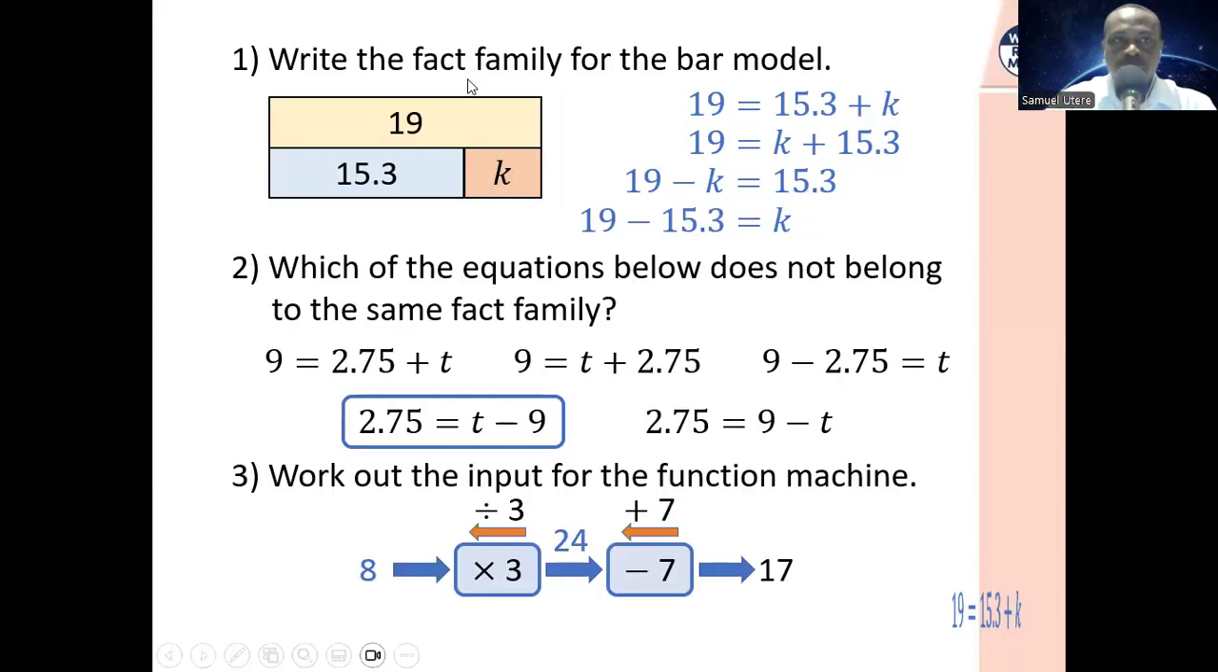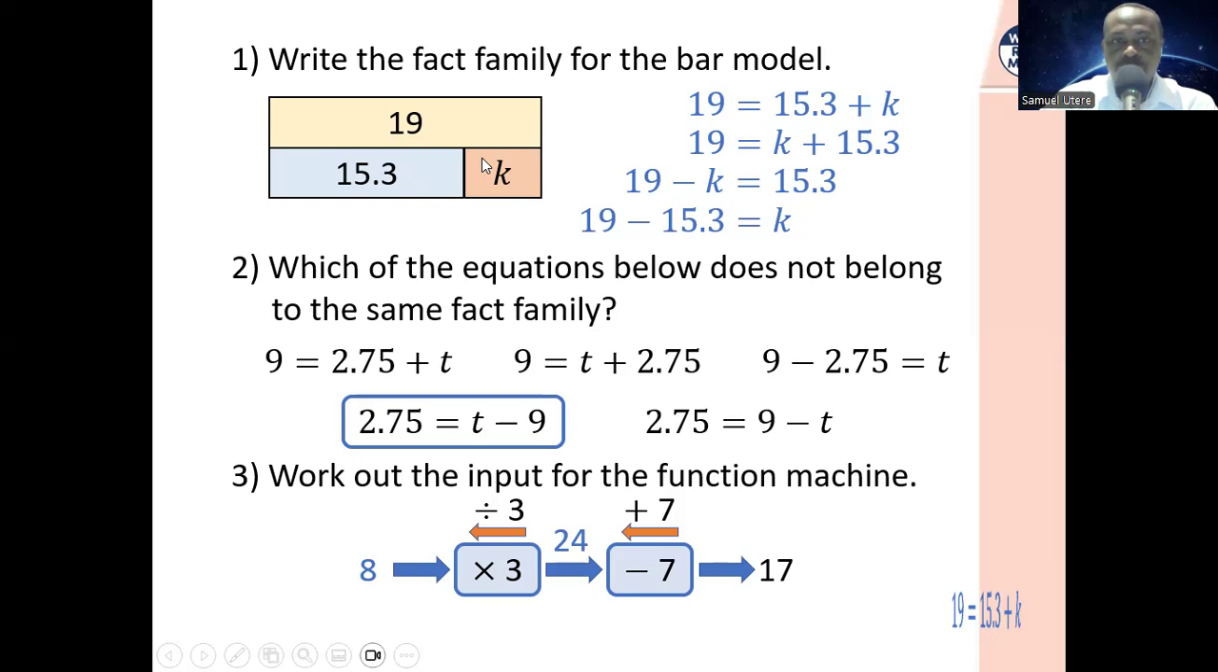So for the first one, you were told to write the fact family for the bar model. Remember, for bar models, we always add the bars. So 15.3 with K here means we can add them. And then the 19 is just a whole bar. So that's our very first fact, that the whole bar of 19 is equal in length to the whole bar of 15.3 and K. Now, addition is commutative.